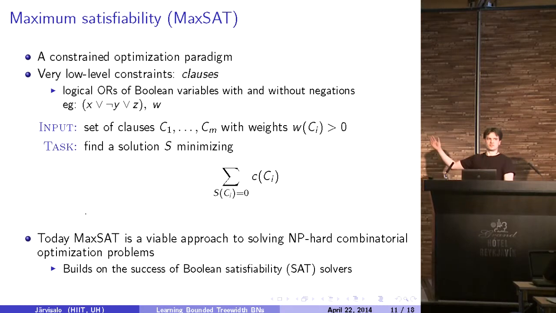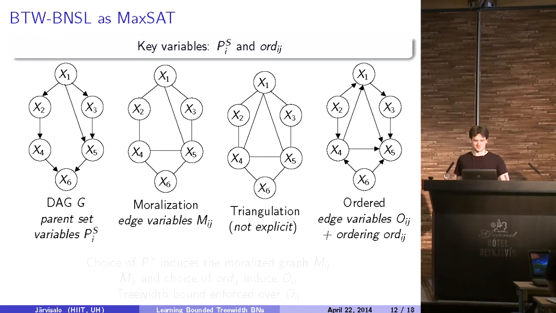So this looks really low level and really weak, but it captures NP-hard optimization problems, and it actually gives a viable way today of solving real-world NP-hard problems. It builds on the success of so-called Boolean satisfiability solvers. If you want to know more, come and talk to me. I'll tell you as much as you want to hear about them.